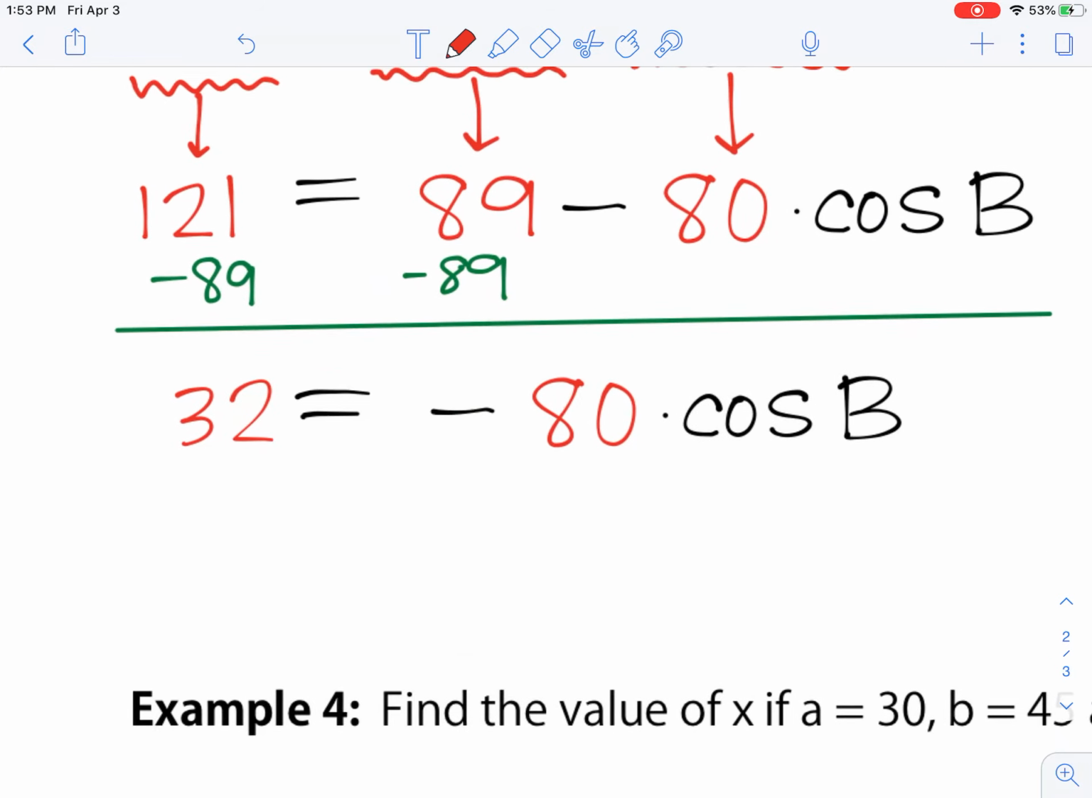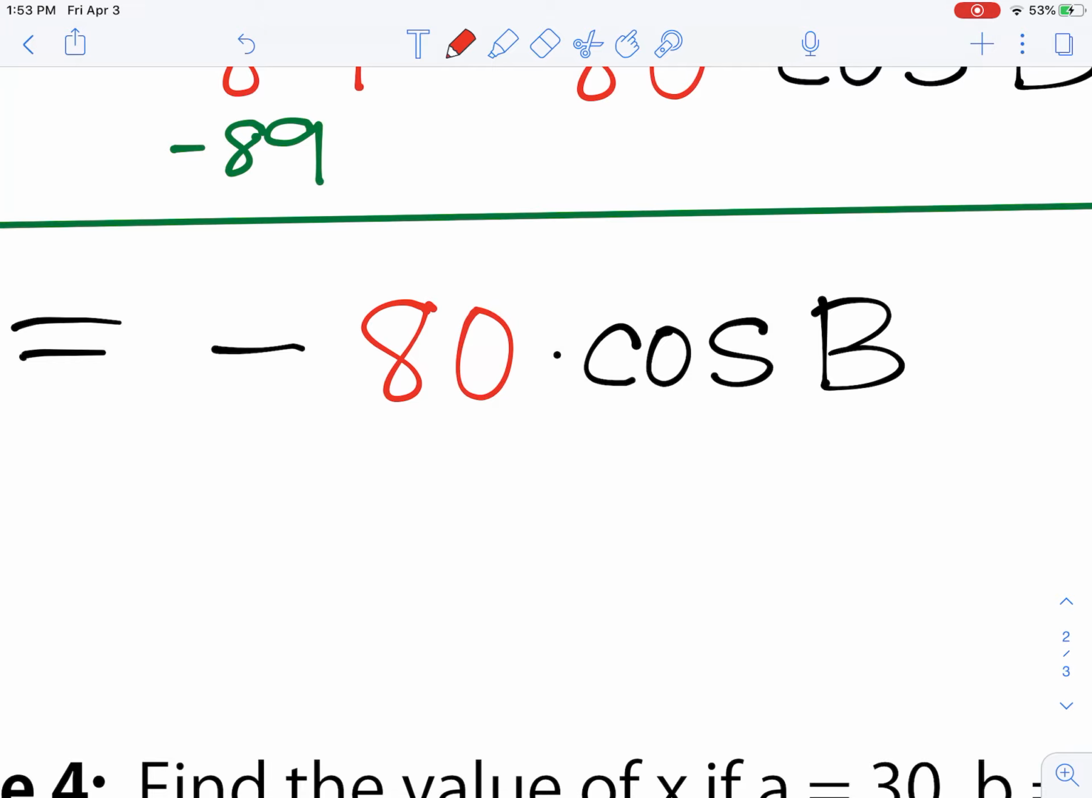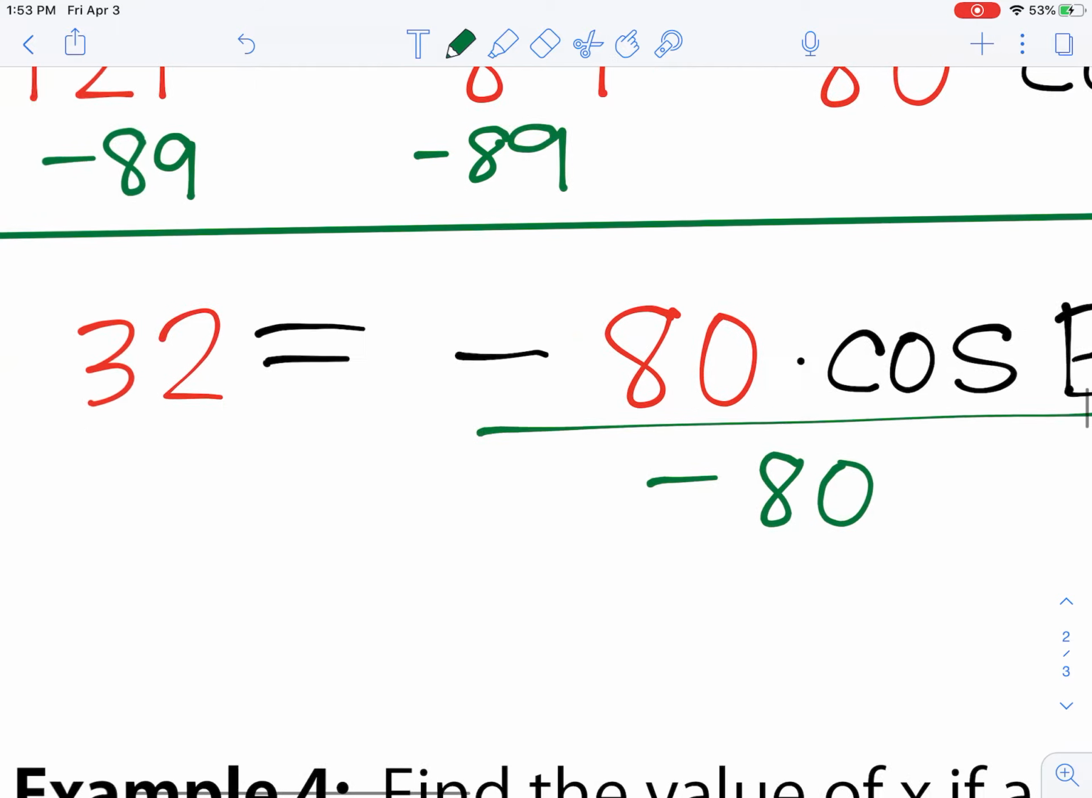Next, we're going to keep working toward getting everything by itself. So we're going to leave the cosine B there, and we're going to divide out, because that's the inverse of multiplying, this negative 80.